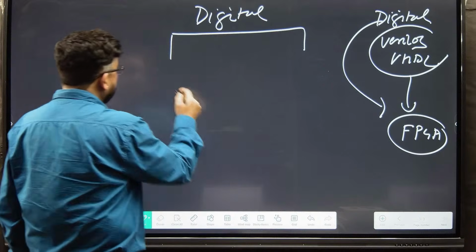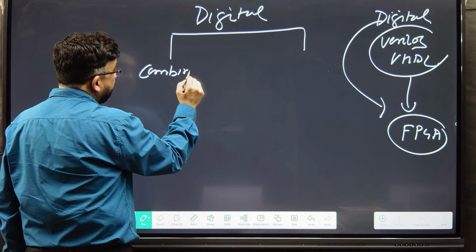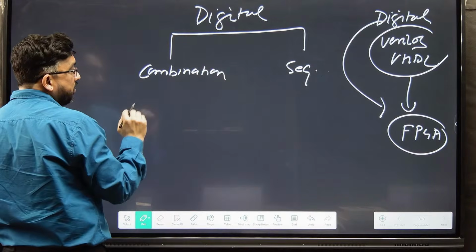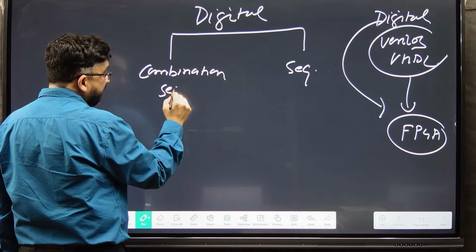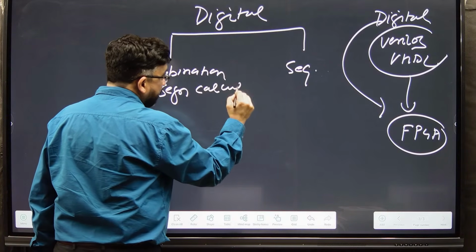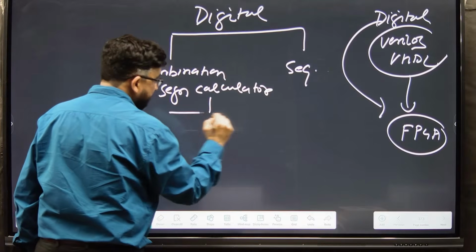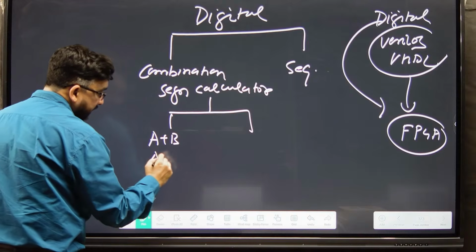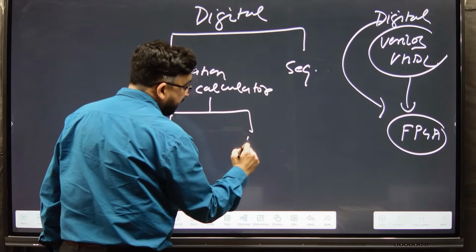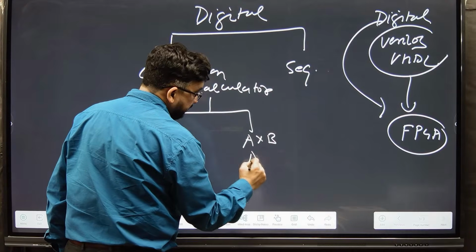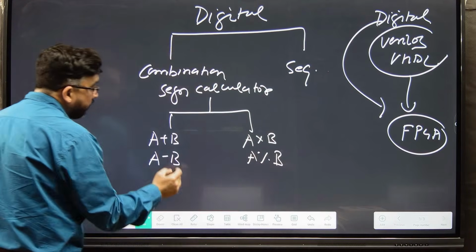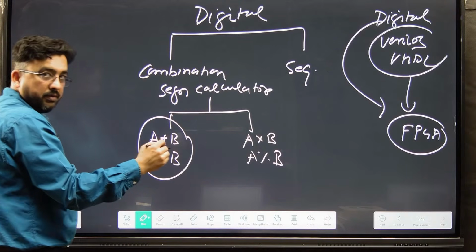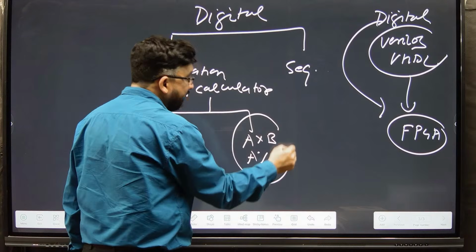So in digital combinational, I already discussed one project in sequential. My plan is to do at least a sign calculator, and the sign calculator is divided into two parts. Part A is A plus B, meaning adder and subtractor, and part B is multiplier and divider. We are going to do this from designing to implementation on FPGA, and this is going to take time.